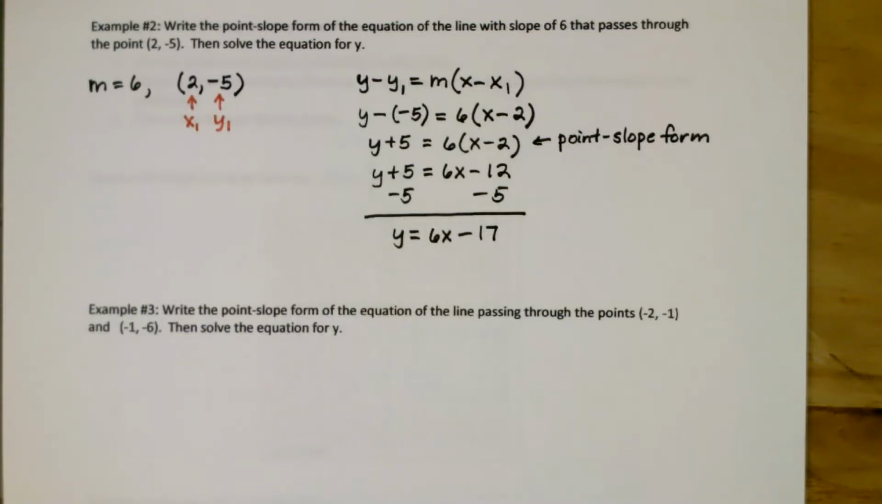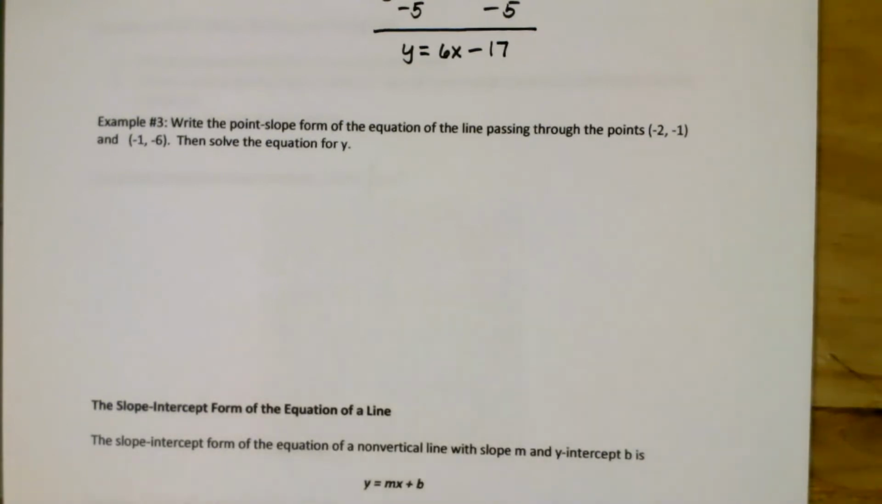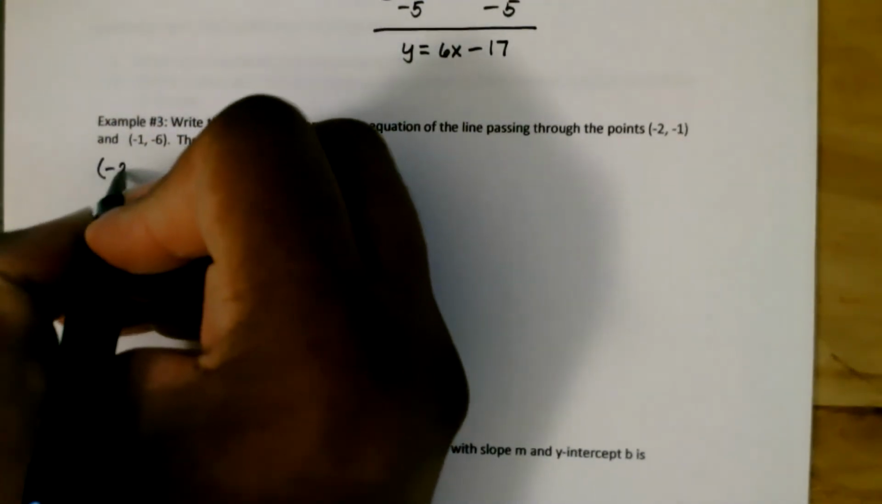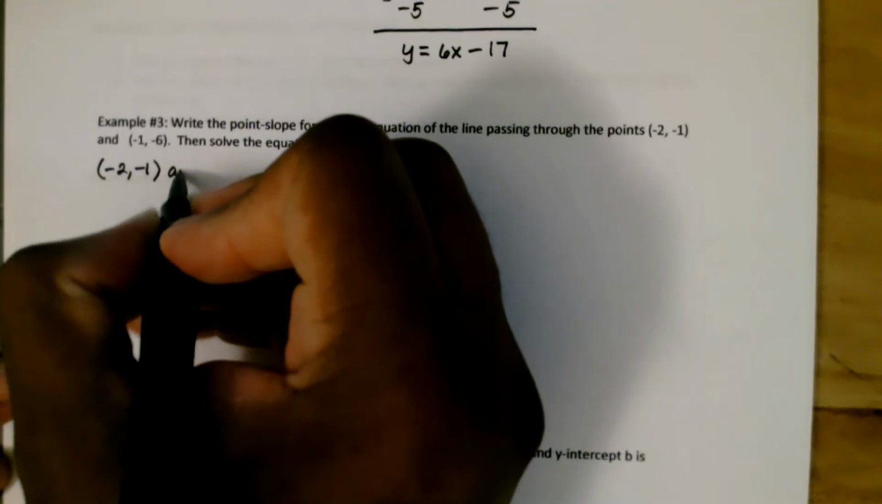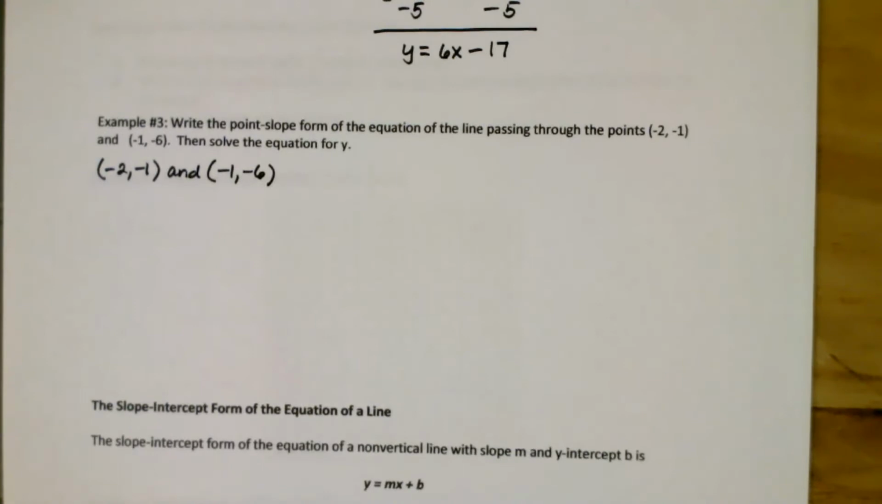Okay. Now, in this example, you were given a point and a slope. This next example, which is example 3, here you're given 2 points. And we want to write the point slope form of the equation of the line passing through -2, -1, and -1, -6. And then you're going to solve the equation for y. Okay, so we got -2, -1, and -1, -6.